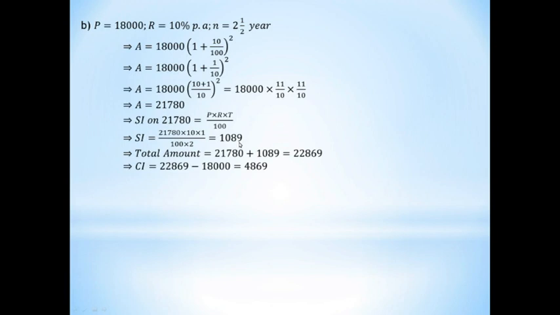In order to find the total amount, you have to add up this 21,780 and this 1,089 altogether. Then you will have 22,869. In order to find out the compound interest in that regard, you have to subtract the principal from the amount which you have found out just now, that is 22,869 minus 18,000. This is equal to 4,869 altogether as an interest.